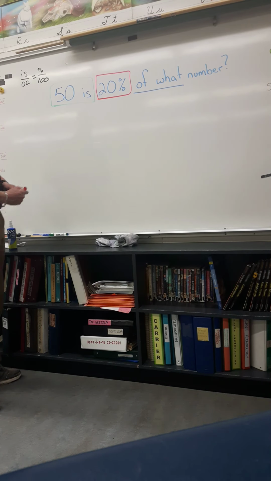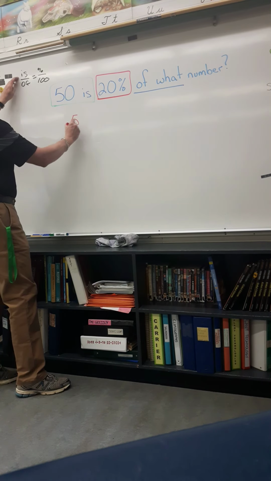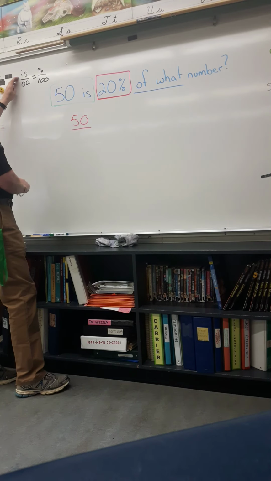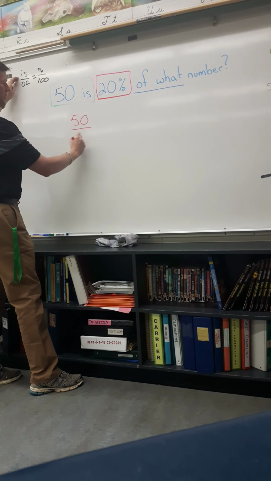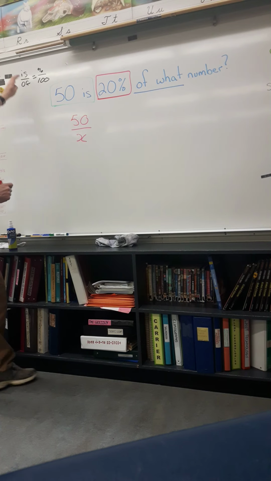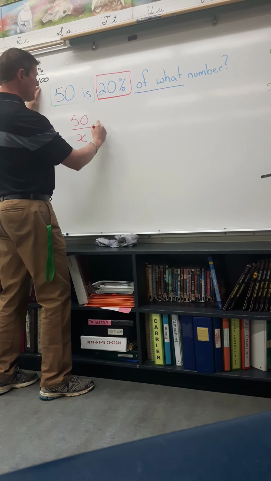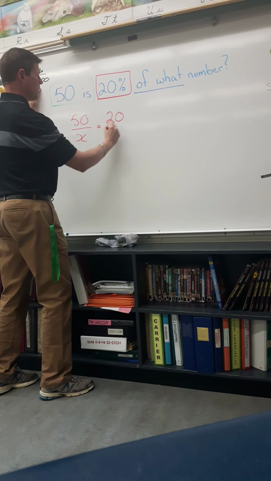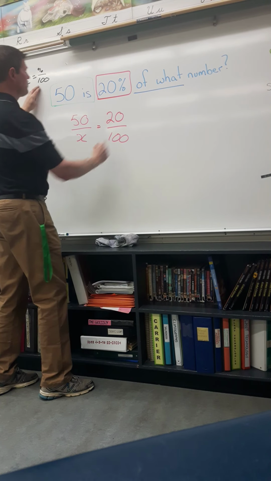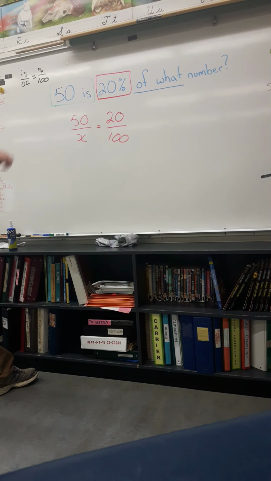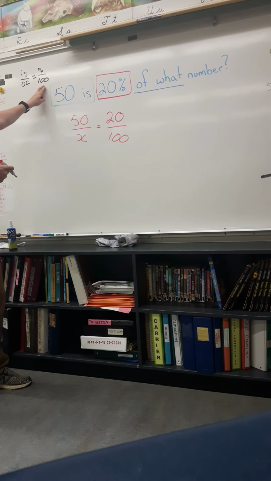So let's take a look at this. We'll put 50 in the is position. We have an x in our of position. We have our percent. And we have our constant. Remember that 100 never changes. It is the constant because that's what percent is. It is something over 100. So it's always over there.